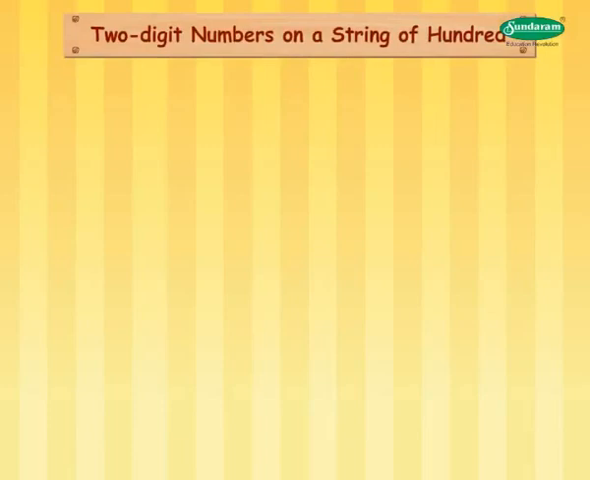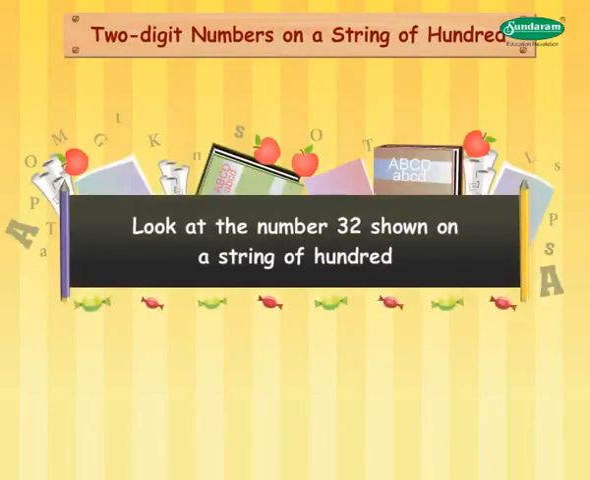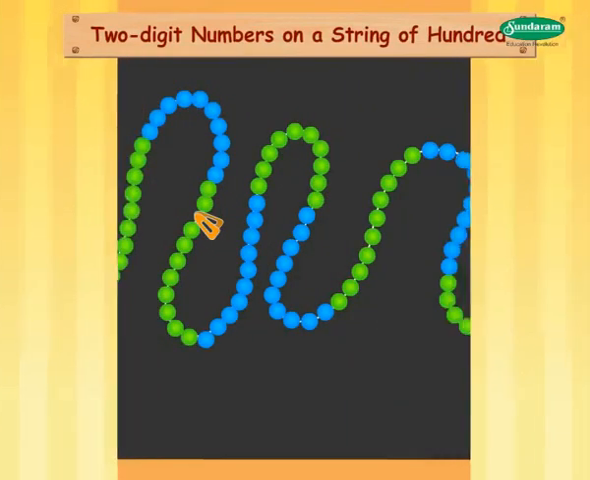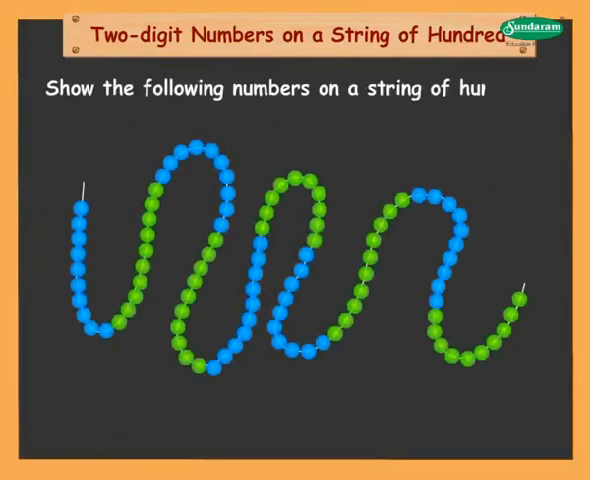Two-digit numbers on a string of 100. Look at the number 32 shown on a string of 100. Show the following numbers on a string of 100.